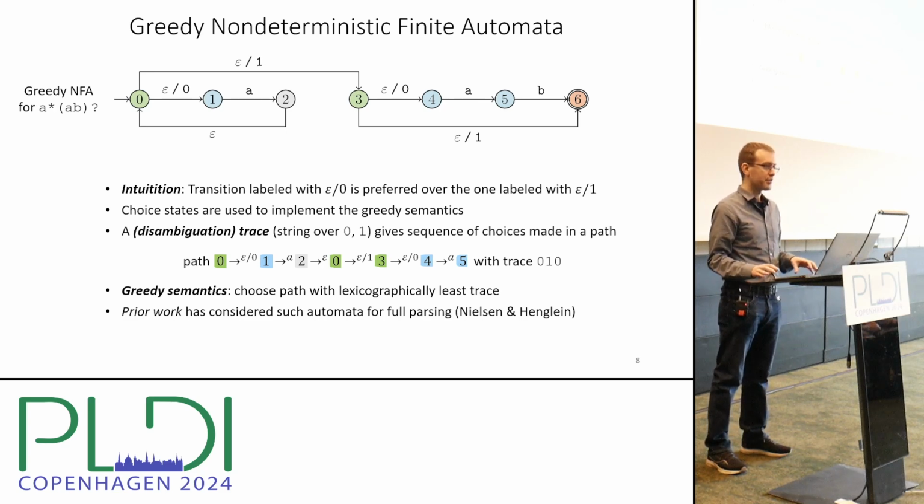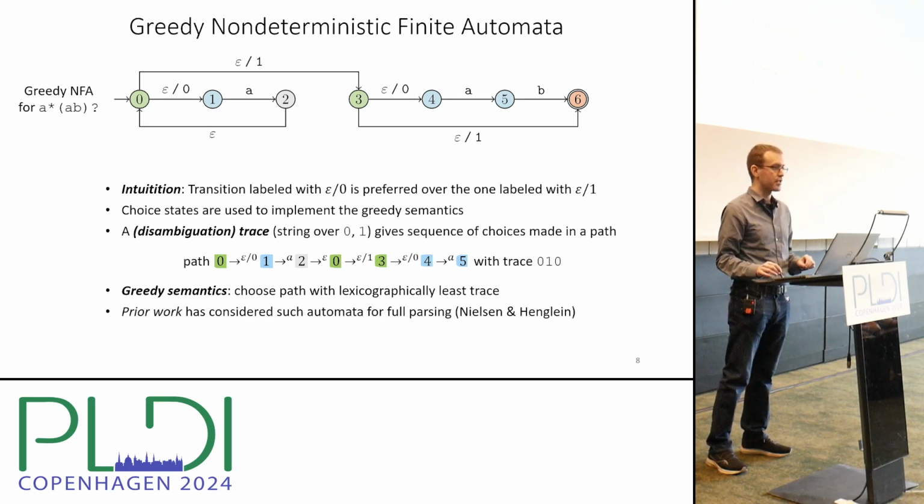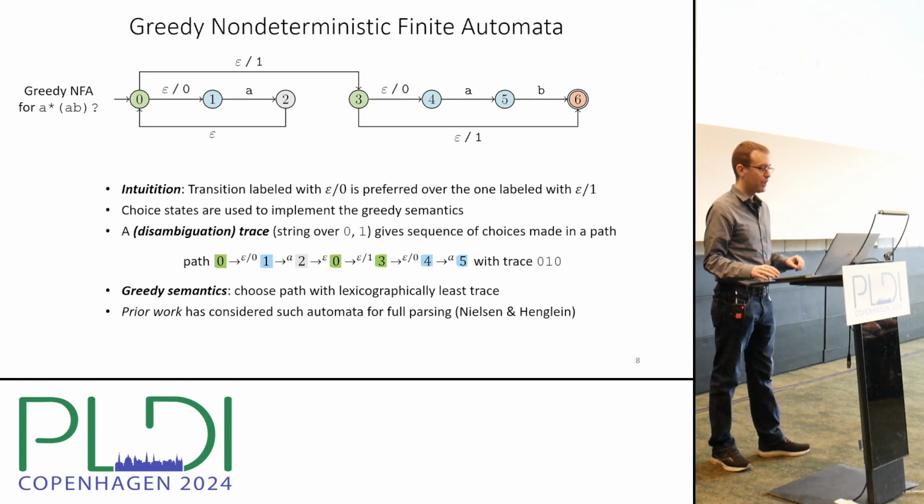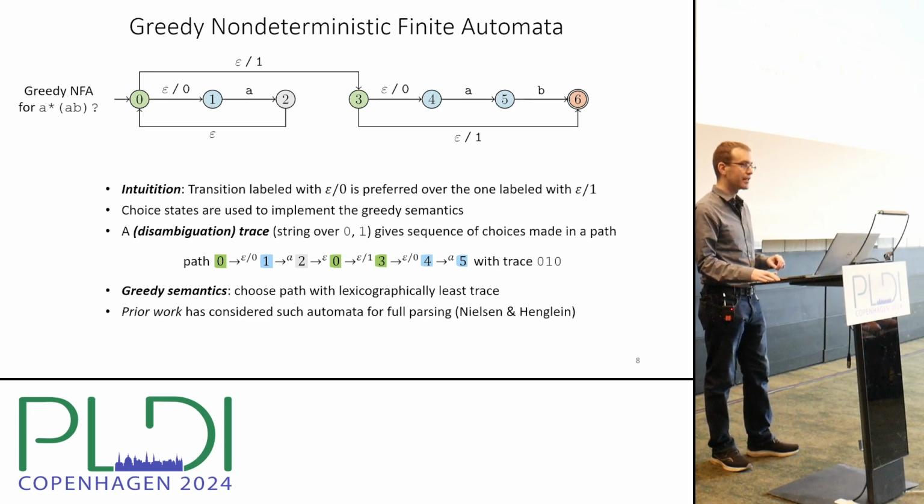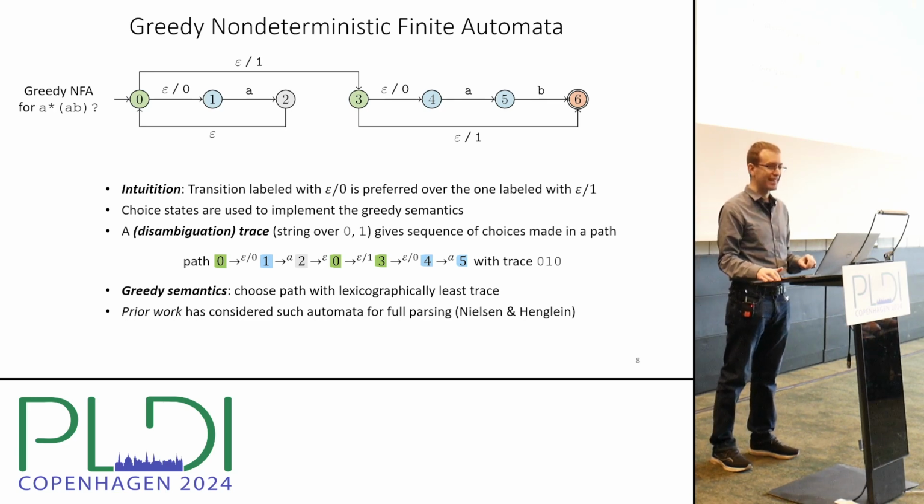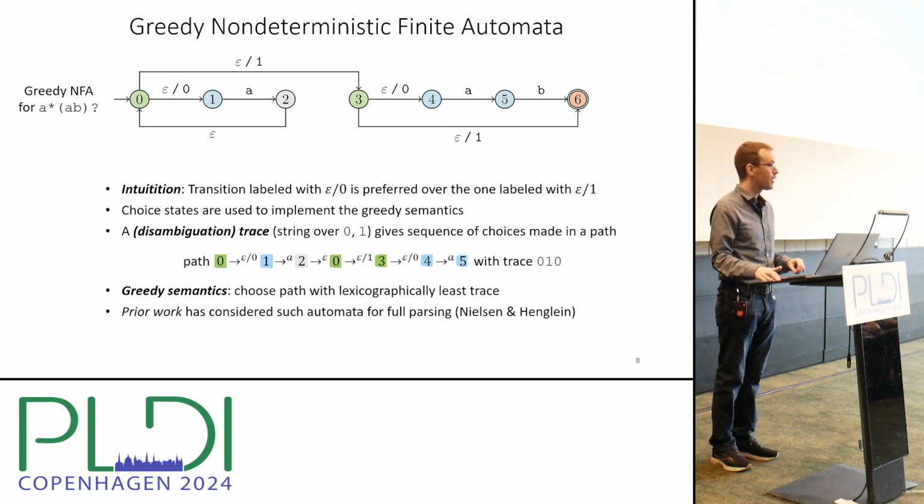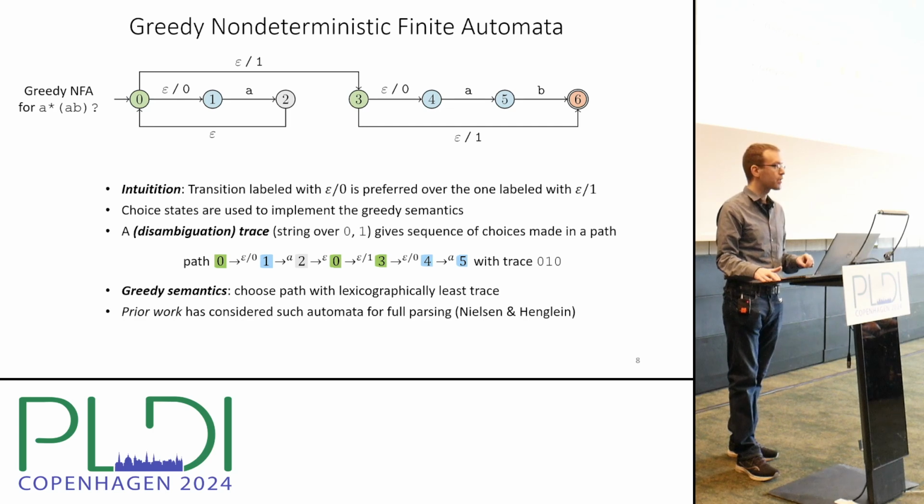A key concept here is the concept of a disambiguation trace, or just trace, which is a string over zeros and ones. And a trace gives us the sequence of choices that are made in a path. Now, for the greedy semantics, the idea is that we want to choose a path that has a lexicographically least trace. And at this point, I should acknowledge that prior work has already considered such automata in the context of full regular expression parsing.